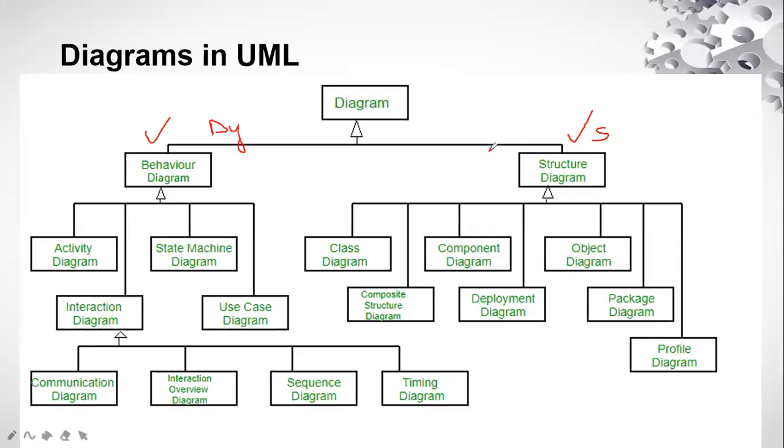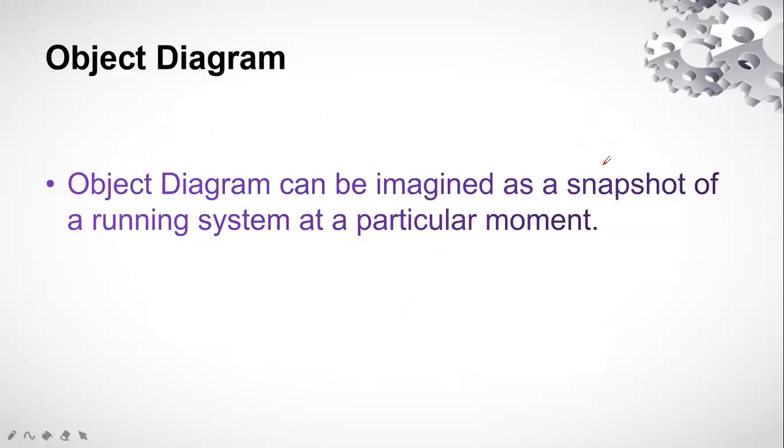Now, in the structure diagrams, firstly, we have already done the class diagram. The second diagram we are going to do is the object diagram. So, this session is about the object diagram. Let's move to the object diagram. We are going to understand what an object diagram is, how we define objects in graphical form, what actually it is, and why we do it.